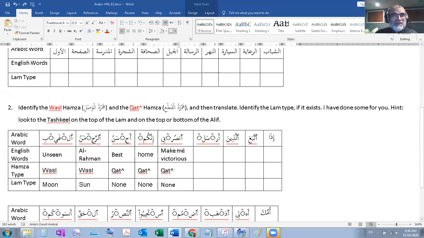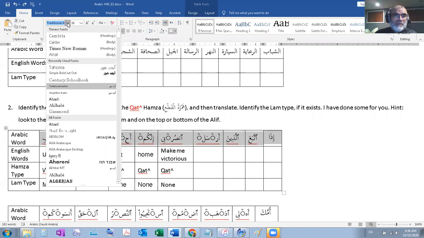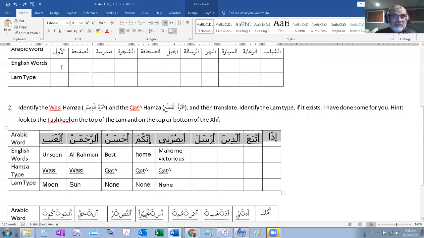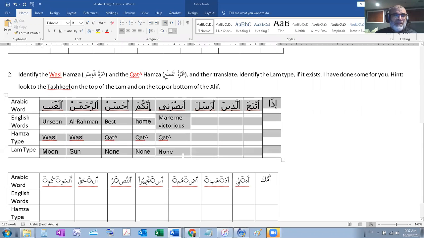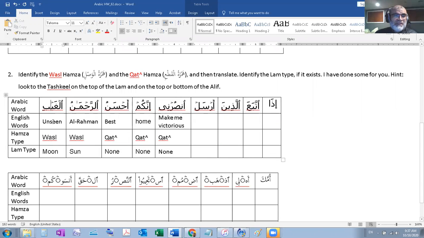Then we move to the next part. I don't know why this happened, maybe because of the font. Let me see here. Okay, Tahoma seems like a good font. This is the Arabic word, this is the English word, and then you tell me what kind of Hamza it is.